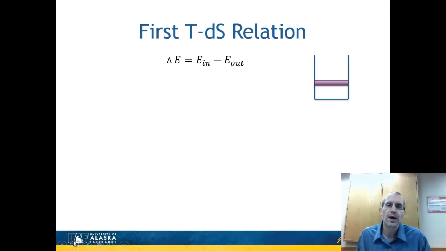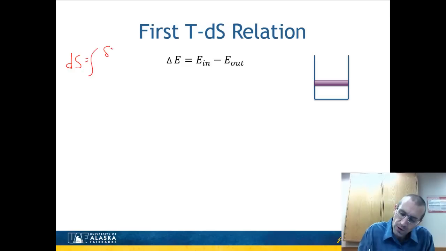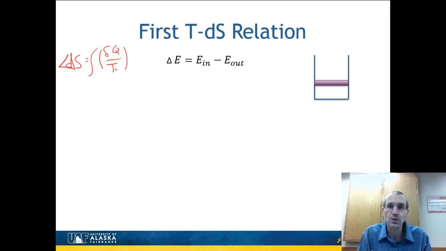All right, so first I want to go ahead and derive what's known as the first TDS relation. What TDS relations you'll see do allow you to determine the change in entropy. So recall from the definition of entropy, delta S is equal to the integral of del Q over T. And so if I could monitor what the temperature is as I add a bunch of Q's into a system or remove a bunch of Q's and do that integral, I can determine the change in entropy.